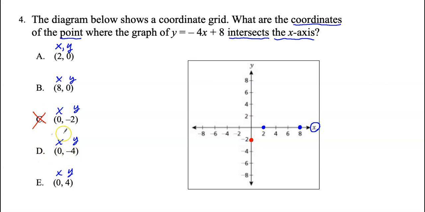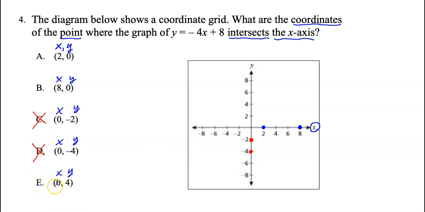Let's go to D and plot the point 0, -4. 0 units in the x direction, 4 units down in the y direction. So I'll start here at the origin. 0 units in the x direction, I won't move left or right, and I'll move down 4 units in the y direction, which is right here. Remember, y direction this way. Well, this does not touch the x-axis.